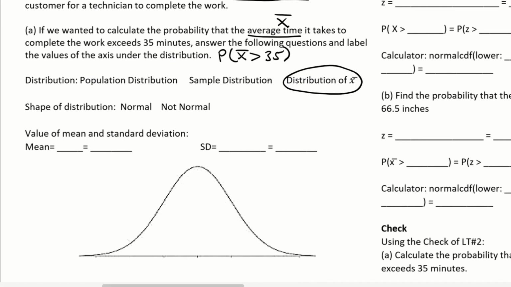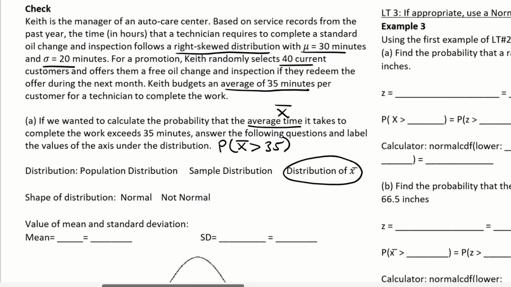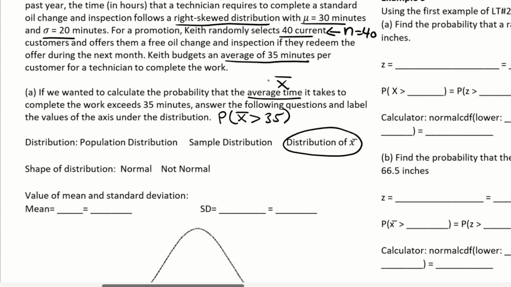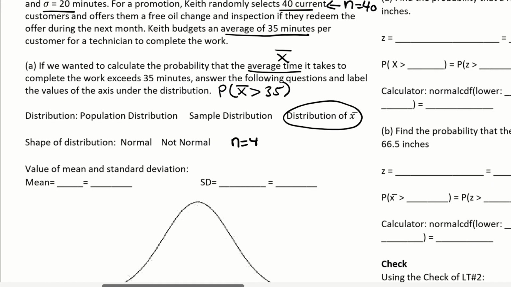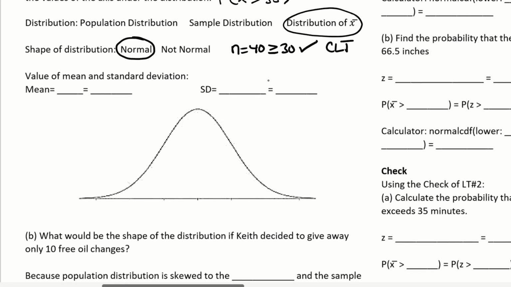Now, does it say whether it's normal or not? Well, it does say that the population is skewed to the right. So if the population is skewed to the right and the sample size is large enough, by the central limit theorem, the distribution of X bar should also be approximately normal. Looking here, we have 40 current customers. Because n equals 40 is greater than or equal to 30, it's approximately normal by the central limit theorem. Even if the population is not normal, the sampling distribution of X bar will be approximately normal.